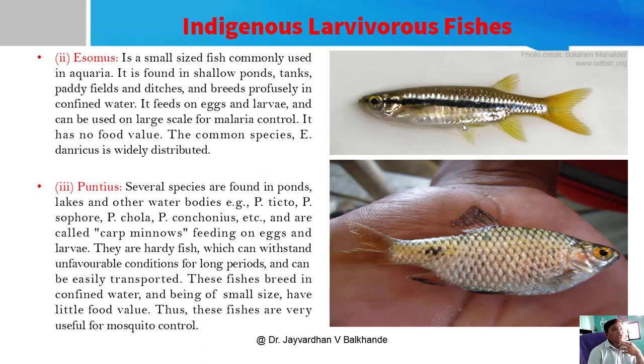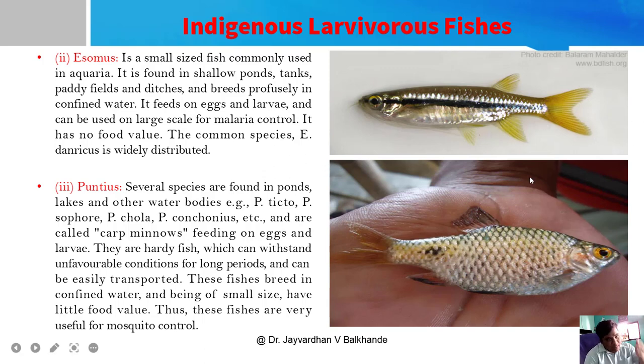It feeds on the eggs and the larvae, and it can be used on a large scale for malaria control. It has no food value, that's why it is a very important larvivorous fish. The common species is Esomus danricus, which is widely distributed.